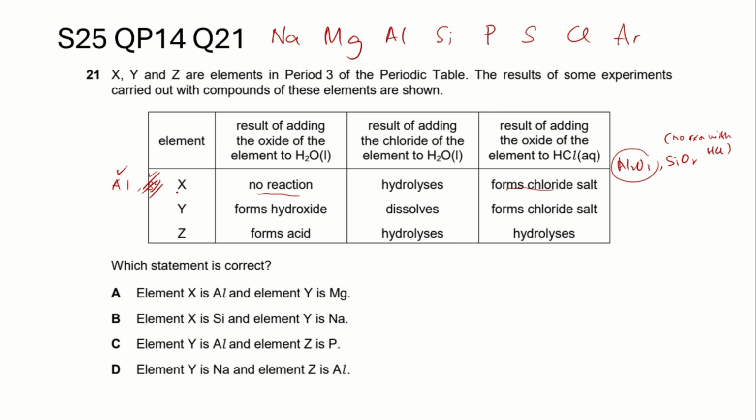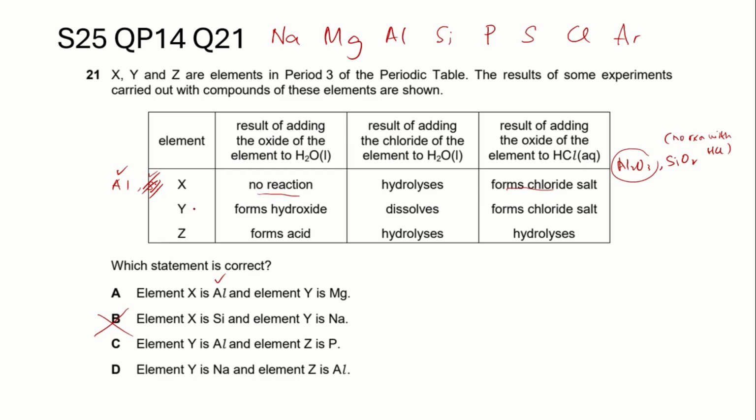So X is aluminium. Let's look at the statements in A, B, C, and D and try to rule out some answers. So X is silicon, which is not correct. So the answer is not B. X is aluminium. This part is correct. Let's go to element Y.